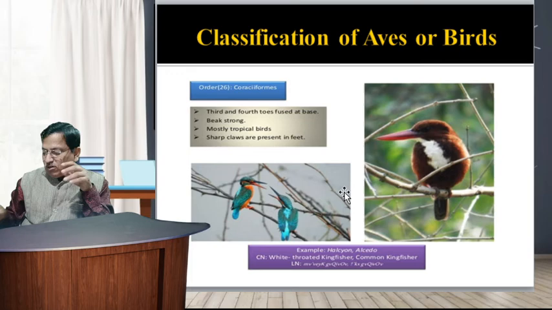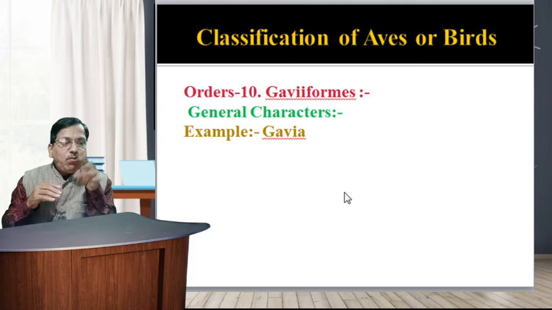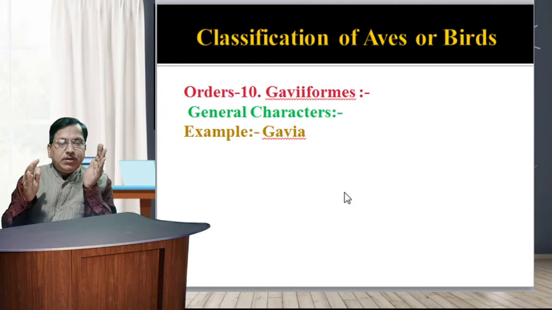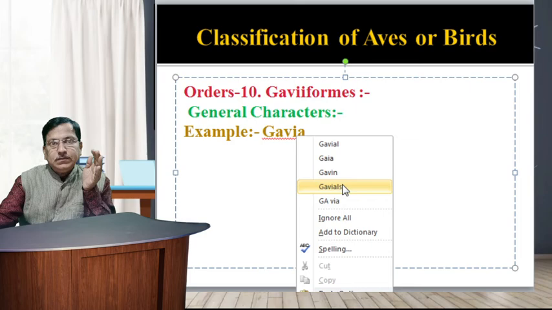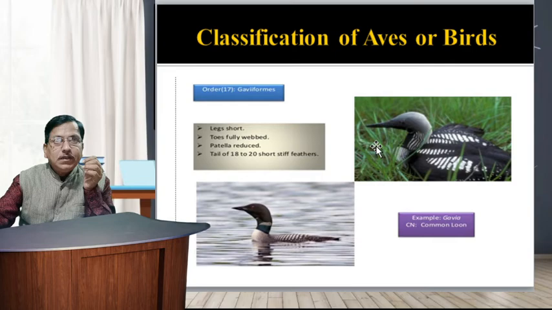So this is called a kingfisher, which eats fish. Order 10, Galliformes, includes loons, legs short, toes webbed, tail consists of 18 to 20 short stiff feathers. Example, Gavia, represented by four species. This is a Gavia. The bird lives in an aquatic mode of life.